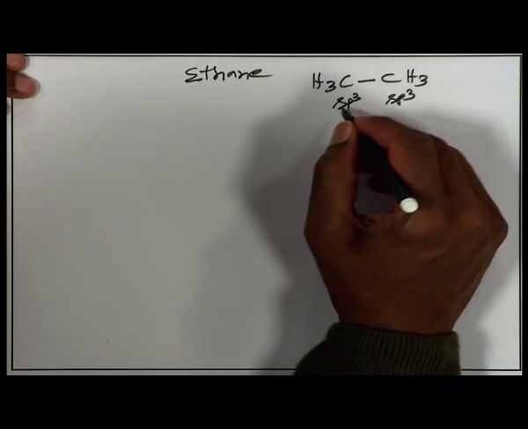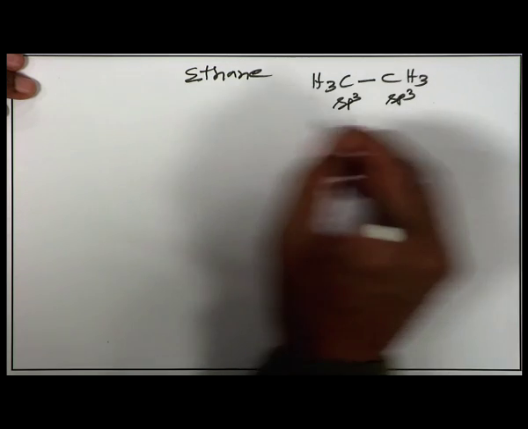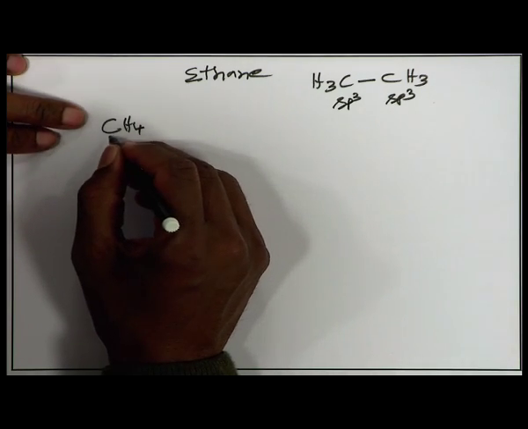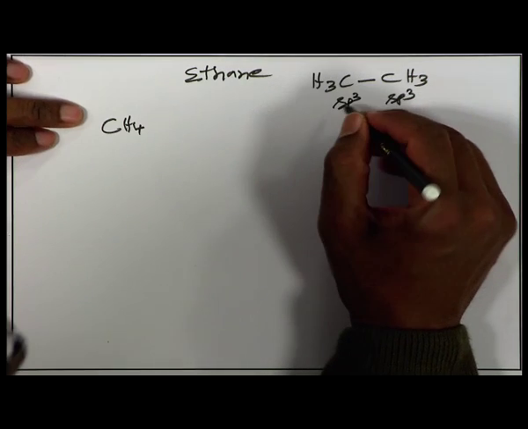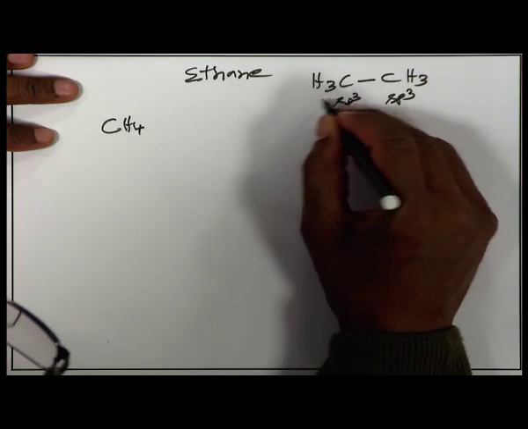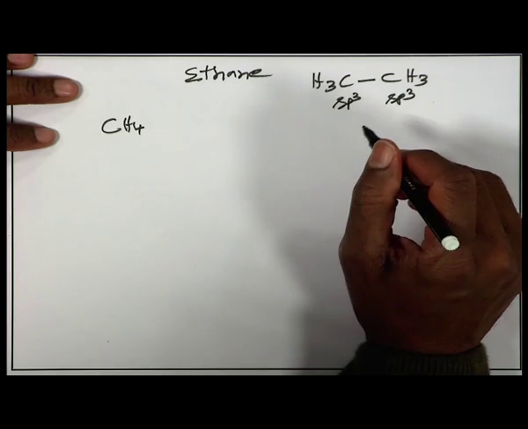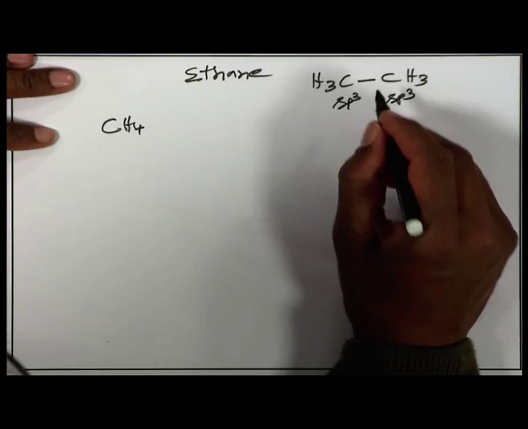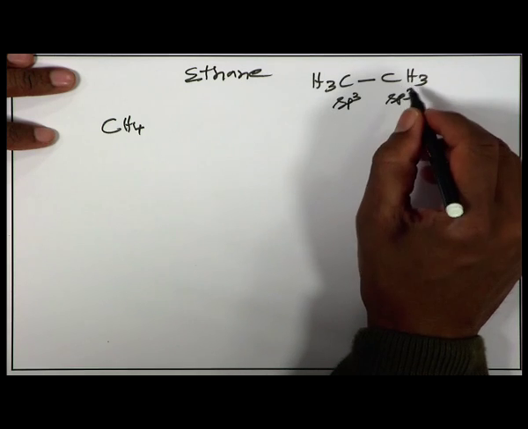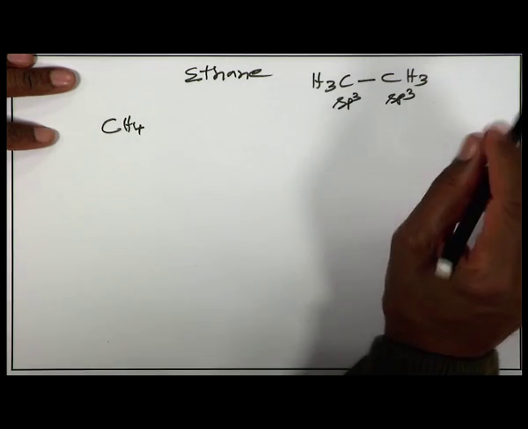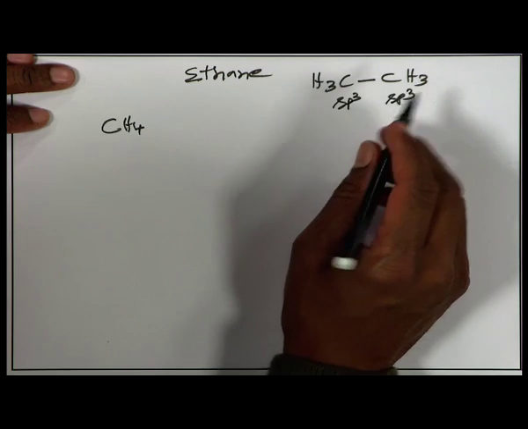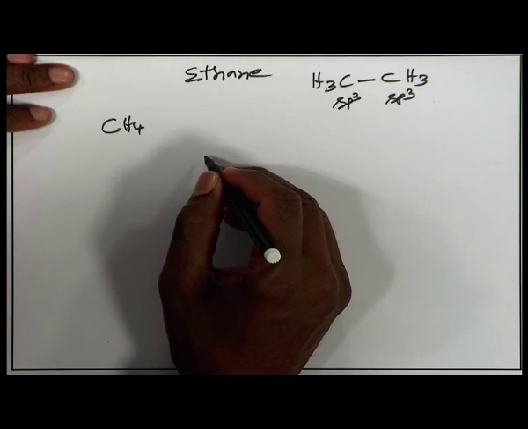From your knowledge about CH4, there are 4 sp3 hybridized orbitals on the carbon. Similarly, in this carbon you have 4 sp3 hybridized orbitals. 3 of them are used for forming 3 covalent bonds with 3 hydrogen atoms, and the remaining one is used to form a covalent bond with the adjacent carbon atom. So, there is a covalent bond formed between the 2 carbon atoms.